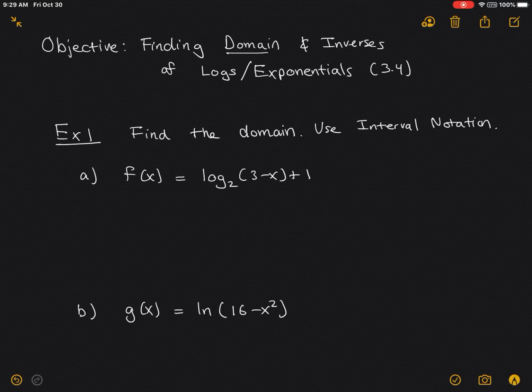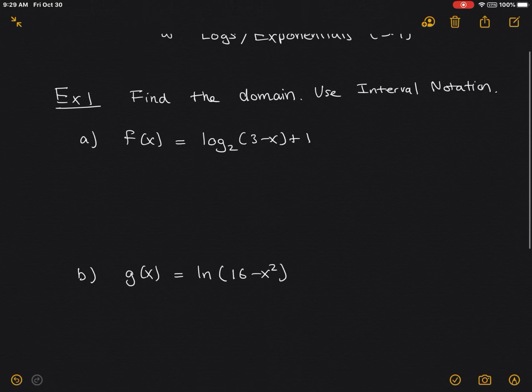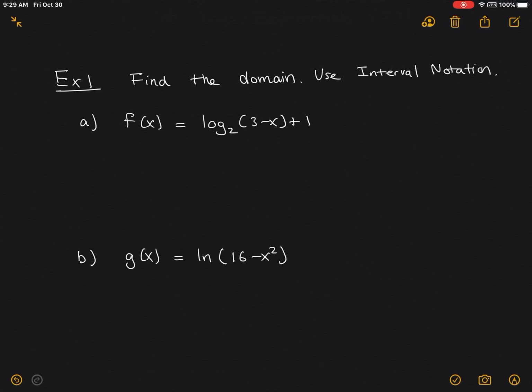All right, so in this video, we are going to finish up 3.4 by finding the domain of a log function and also inverses of logs and exponentials.